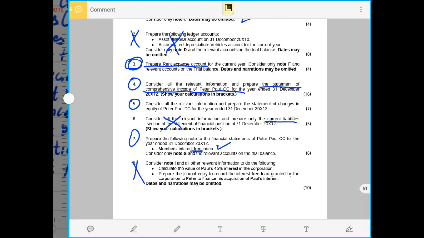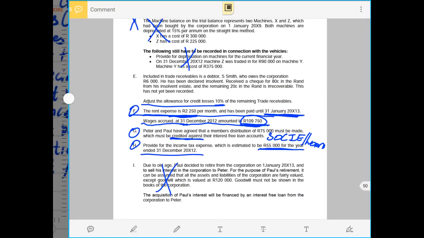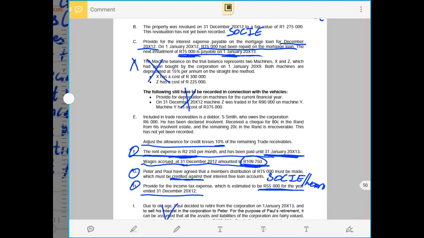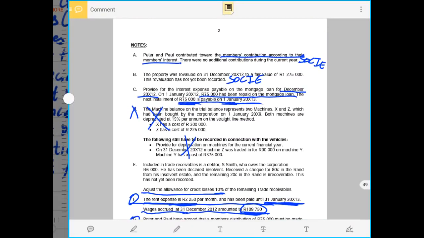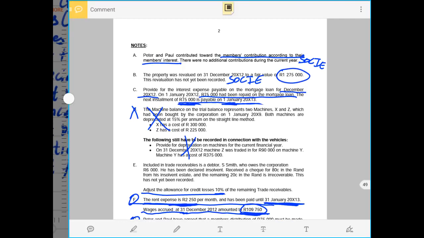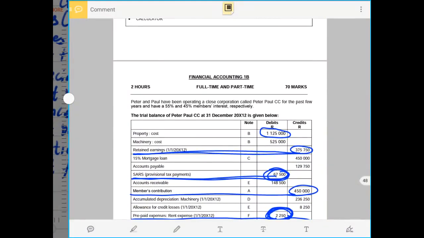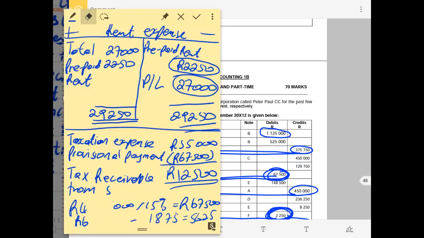Checking for that. Prepare the statement. Okay, these were the requirements. There was the revaluation of land. They told us that the members revalued the land to the value of 1,275,000 rands. Number B. Therefore, now we have to go to the trial balance. I want to show you the calculations here.